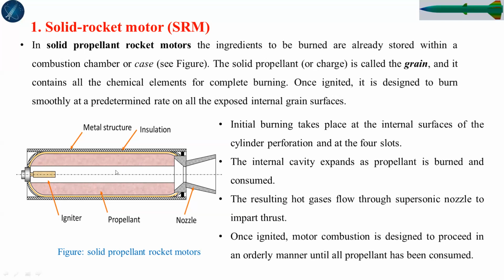This rate is known as the burn rate. There is a burn rate calculation we can see later. So we have to provide an appropriate burn rate for this type of propellant on all the exposed internal grain surface. Initial burning takes place at the internal surface of the cylinder perforation. Perforation means the hollow section. And some kind of slots may be there, star types or other various configurations.